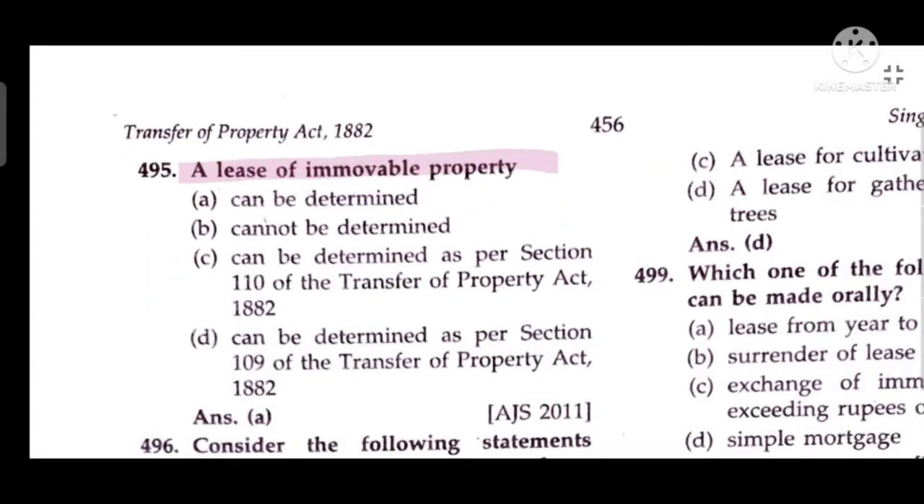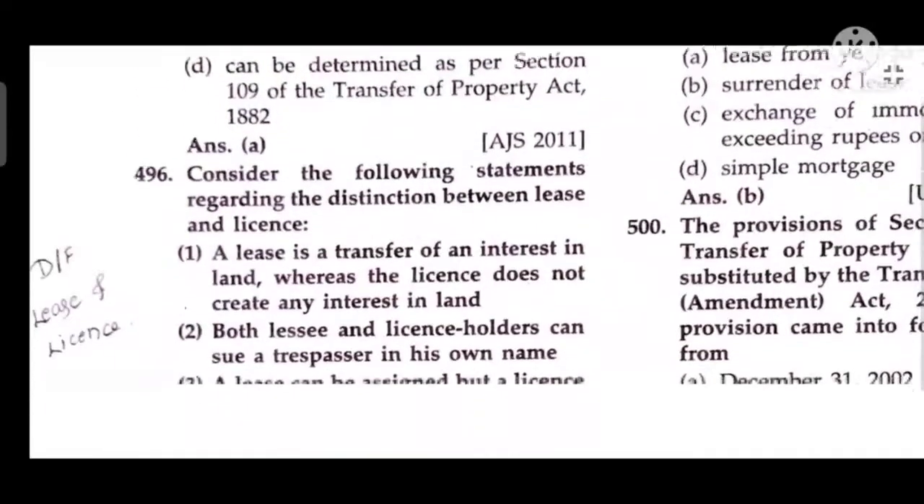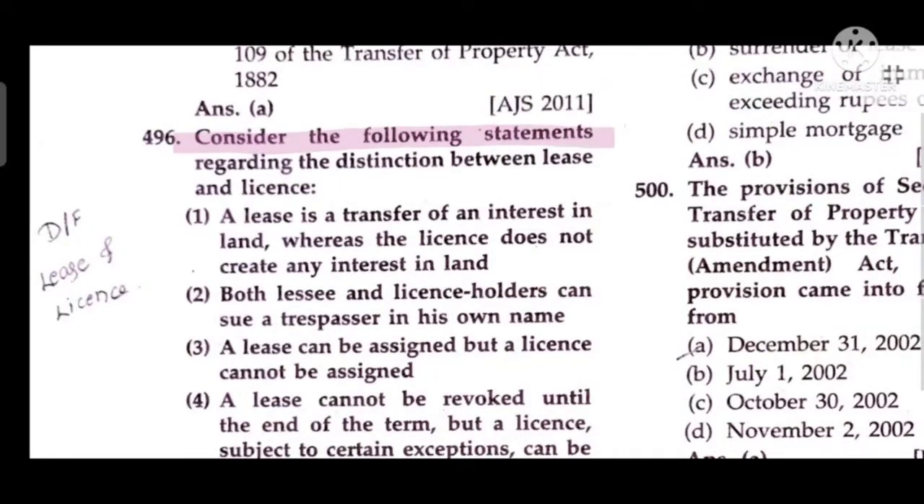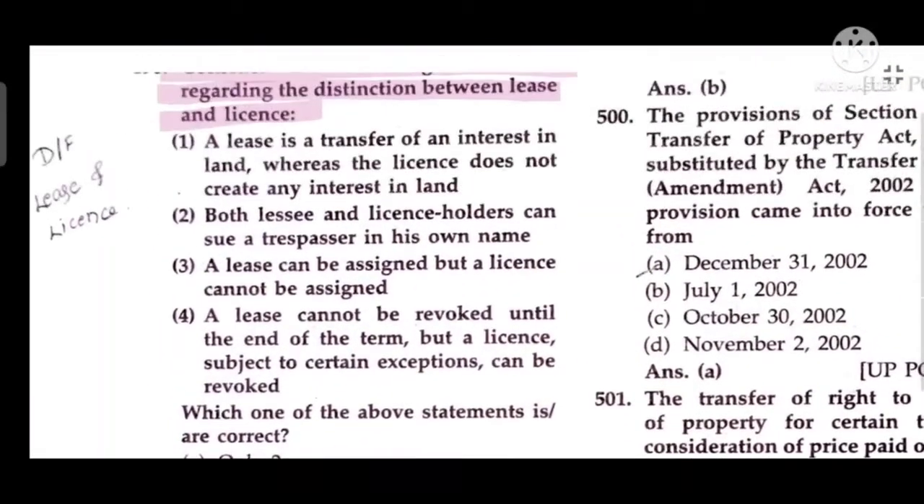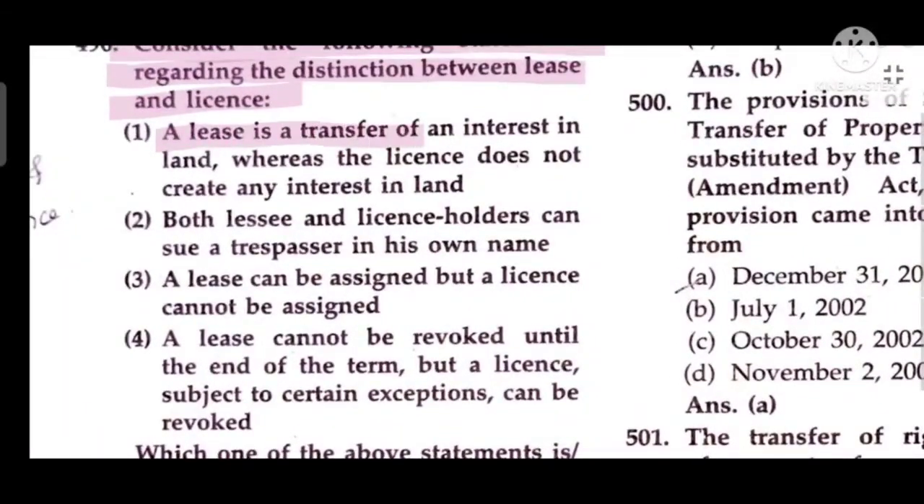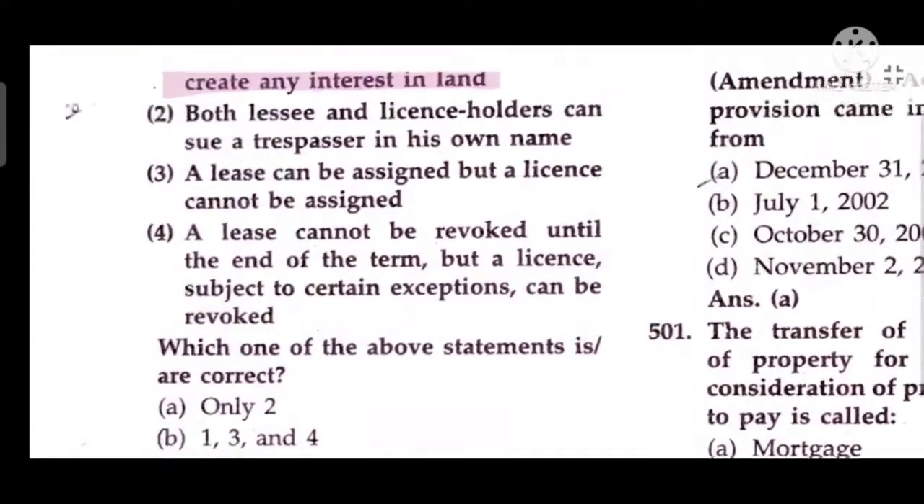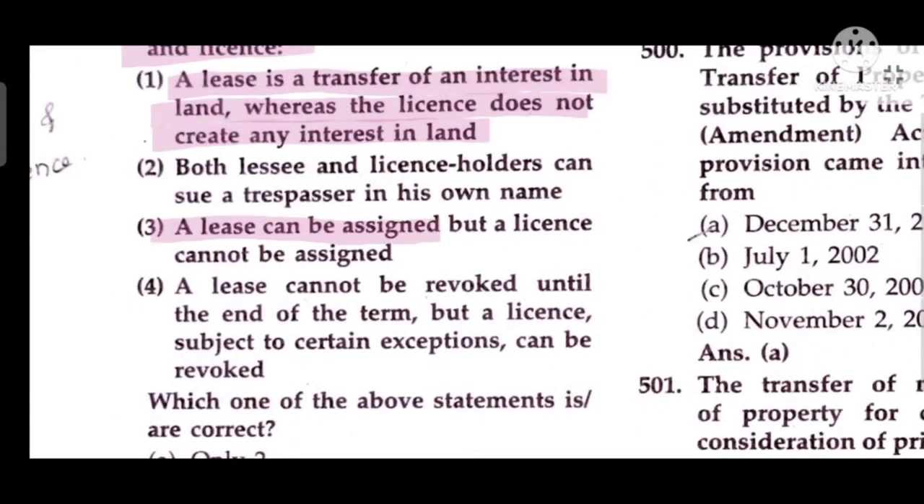A lease of a property can be determined. Consider the following statement regarding the distinction between license and lease. A lease is a transfer of interest in the land, whereas a license does not create any interest in the land. A lease can be assigned, but a license cannot be assigned. A lease cannot be revoked until the end of the term, but a license, subject to exceptions, can be revoked.